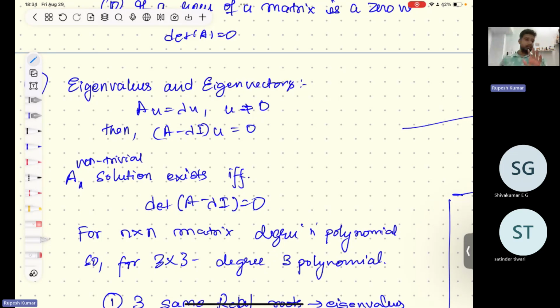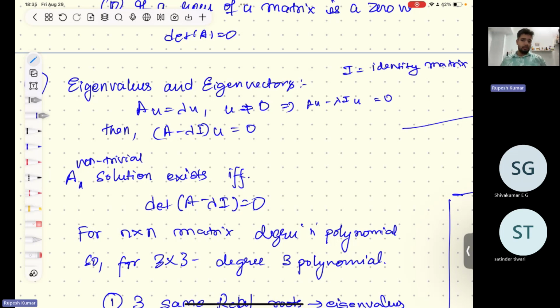Let's do some rearrangement of the equation. I can always say AU equals lambda U. That means AU minus lambda U into identity matrix I equals 0. Do you have any doubts in this? Let me rewrite it: A minus lambda into the identity matrix I, into U, equals 0. I can always write this, right? Here I is an identity matrix.